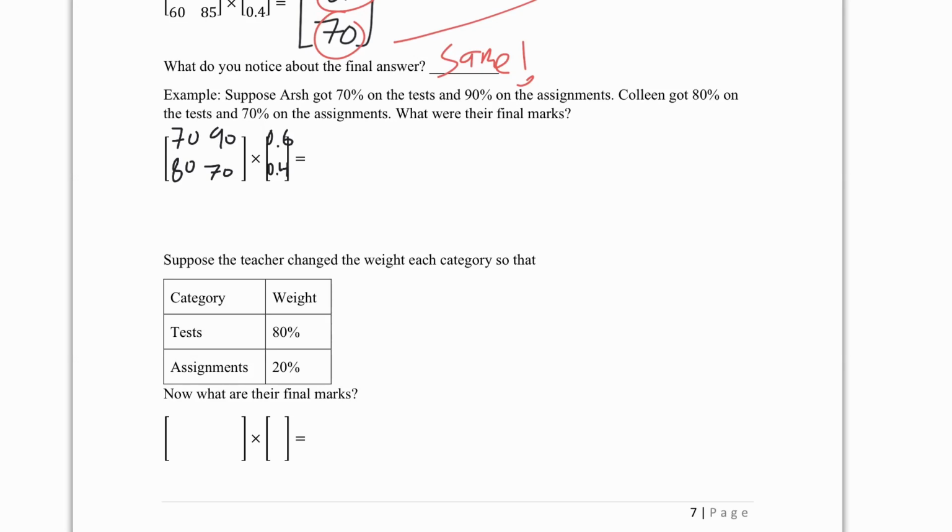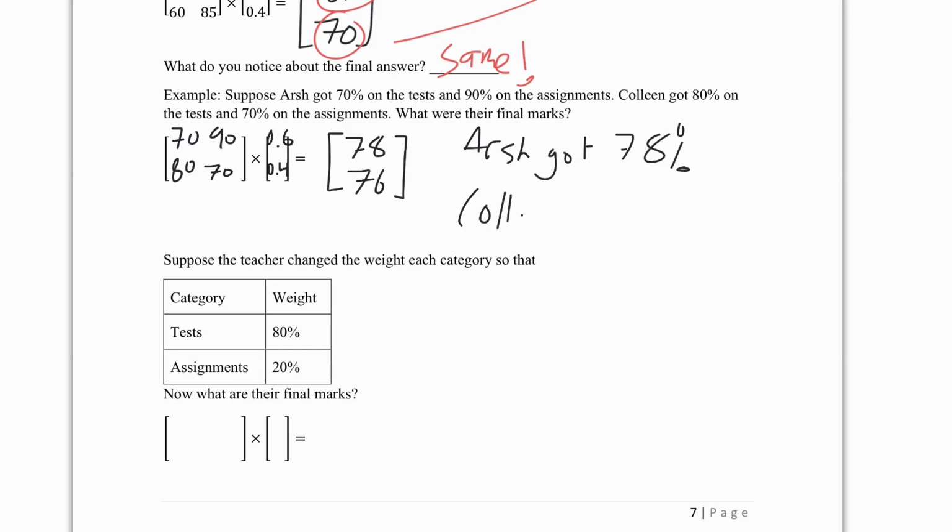Well, if you go ahead and grab a calculator and multiply 70 times 0.6 plus 90 times 0.4, you'll get 78. And then 76. So what are their final marks? Arsh got 78%. And Colleen got 76%. So you can figure out their marks directly using a matrix.